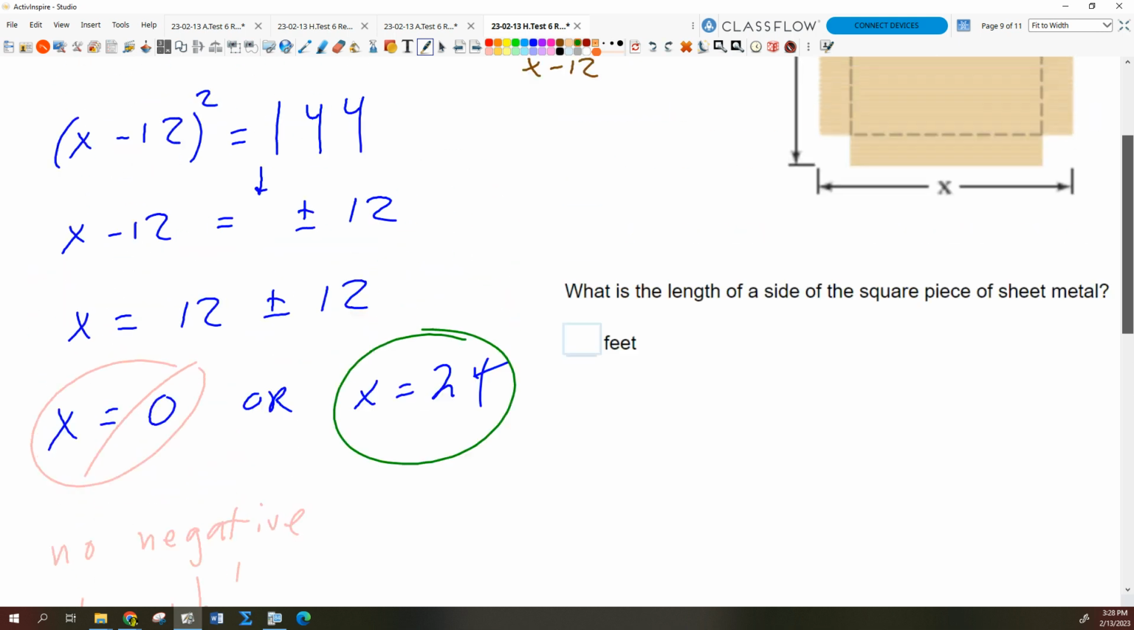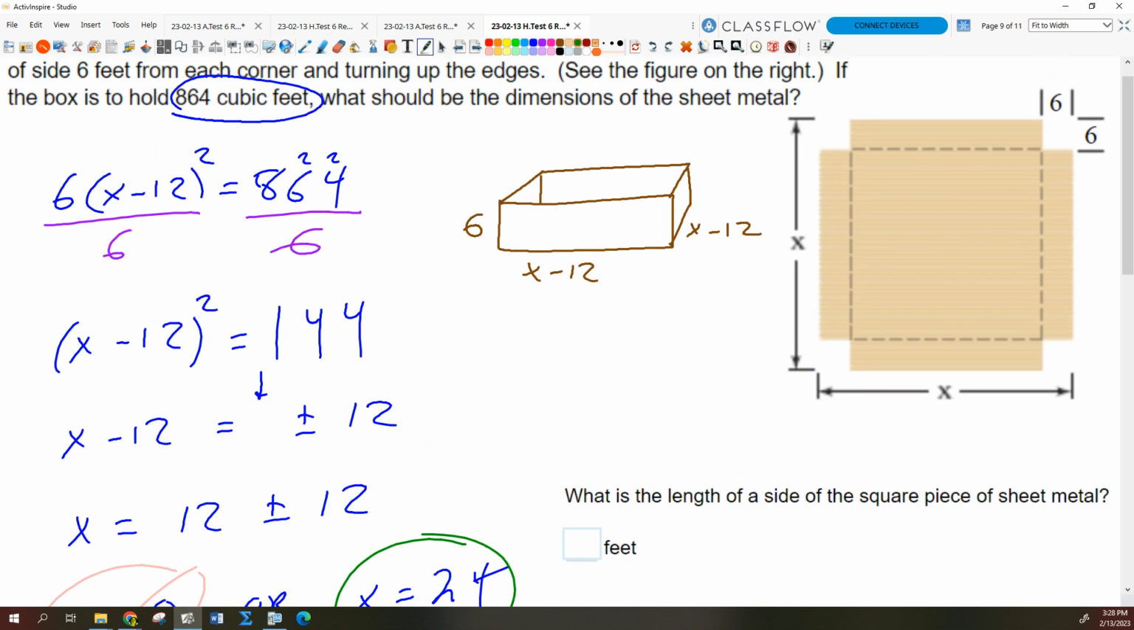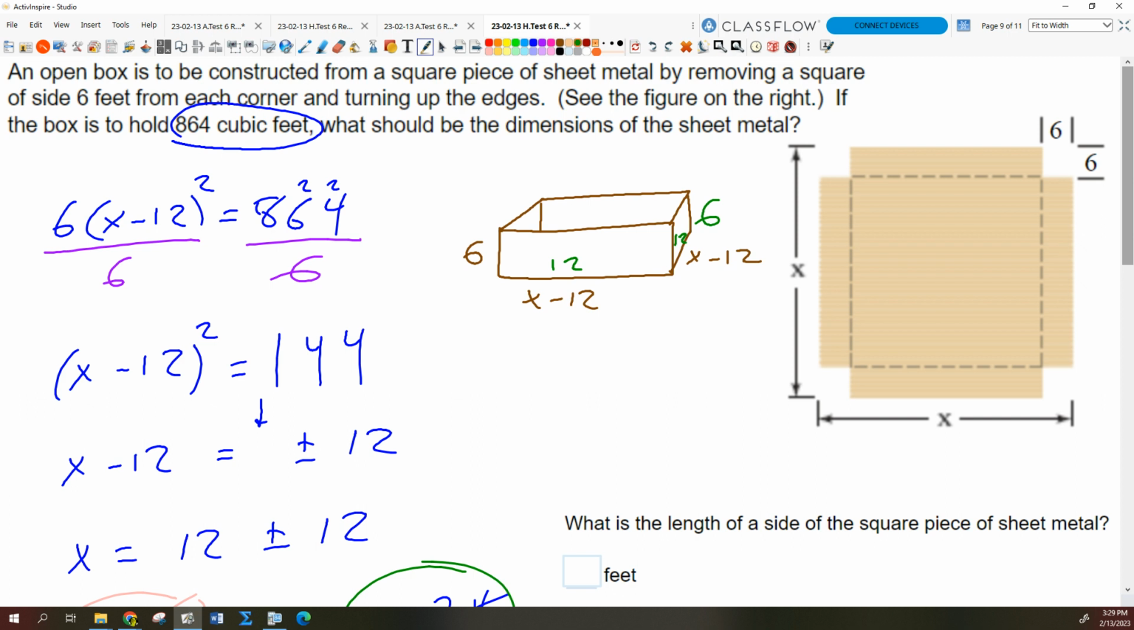Okay, now they didn't ask for the dimensions of the box, although we could find them now, right? The dimensions of the box would be 6 high. What would the width be? 12. And the depth would also be 12. It'd be a 6 by 12 by 12, wouldn't it? That's not what they asked for, though. They asked, what should the dimensions of the original sheet metal be? Well, the original sheet metal was X by X before we cut the corners out.